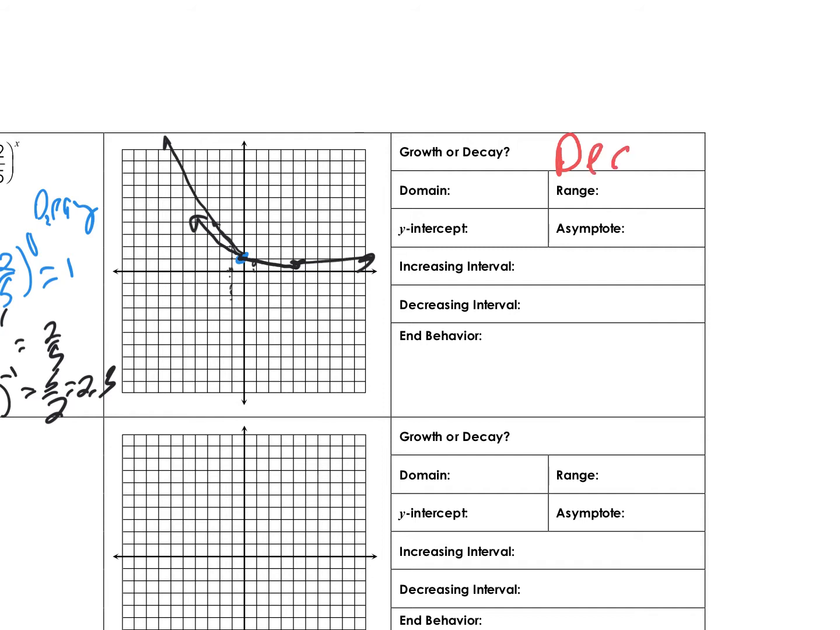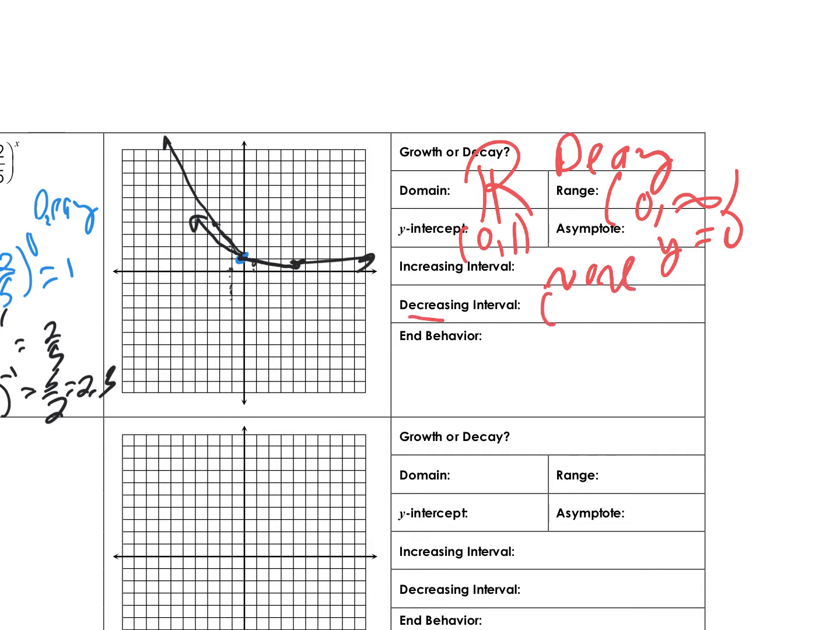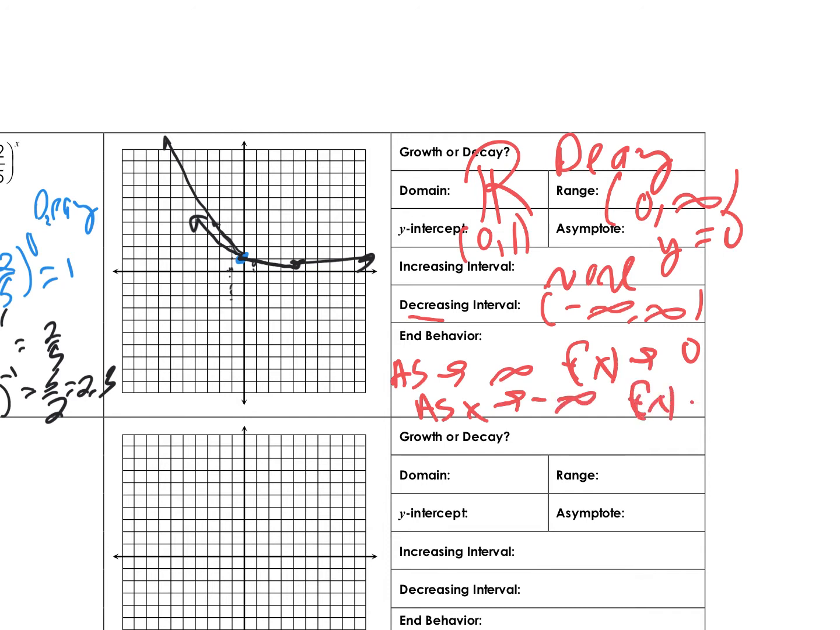It's a decay. Its domain is still all real numbers. Its range is 0 to infinity. Its y-intercept is 0, 1. Its asymptote is y equals 0. It's not increasing, but it is decreasing from negative infinity to infinity. As x goes to infinity, f of x goes to 0. As x goes to negative infinity, y goes to infinity.